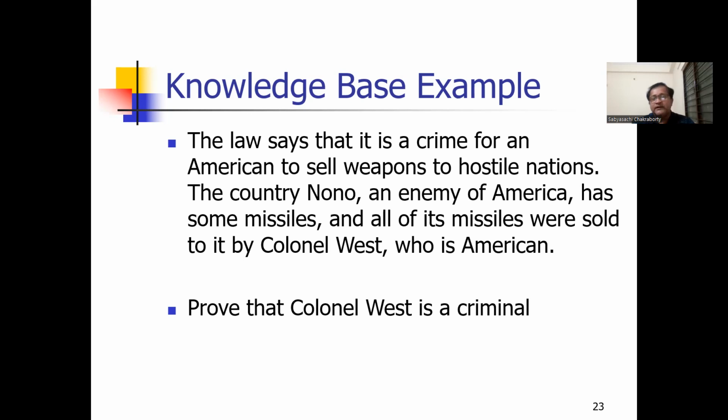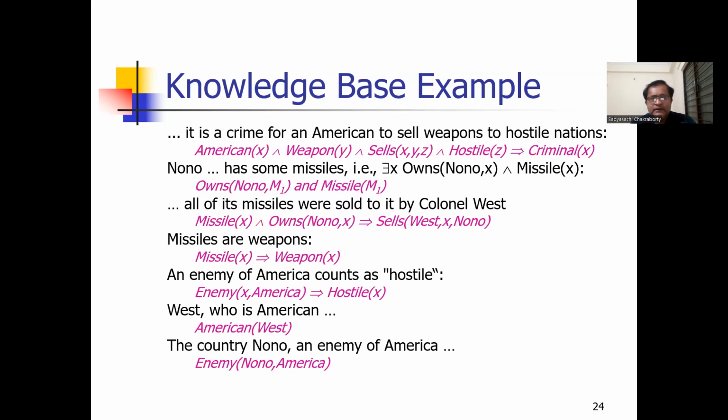There are some examples of knowledge base. We are working with a bigger knowledge base now, and we will show the process of forward chaining. This example knowledge base is very common, found in almost all resources on forward and backward chaining. The knowledge base says: it is a crime for an American to sell weapons to hostile nations. So when an American person sells weapons to hostile nations, it is considered a crime.